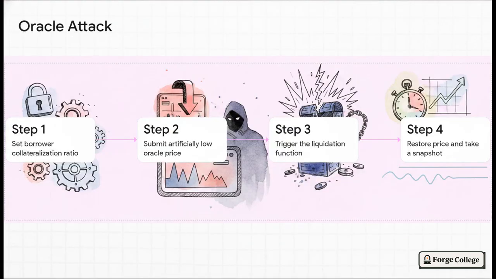Let's actually step through an oracle attack chronologically. First up, you set the borrower's collateralization ratio.